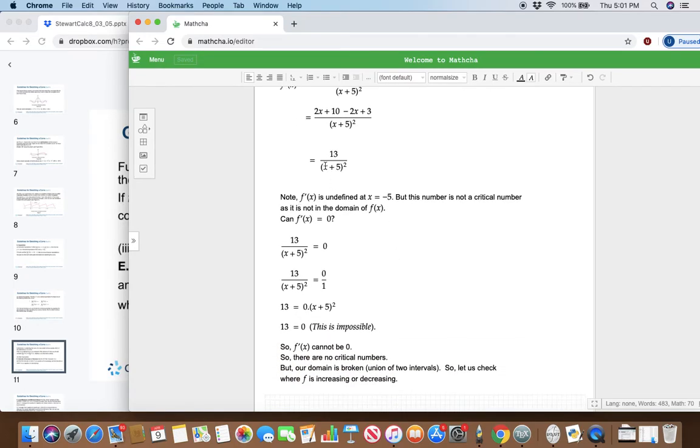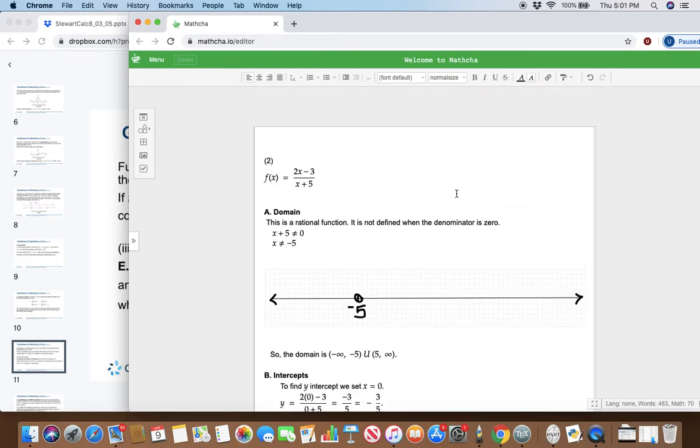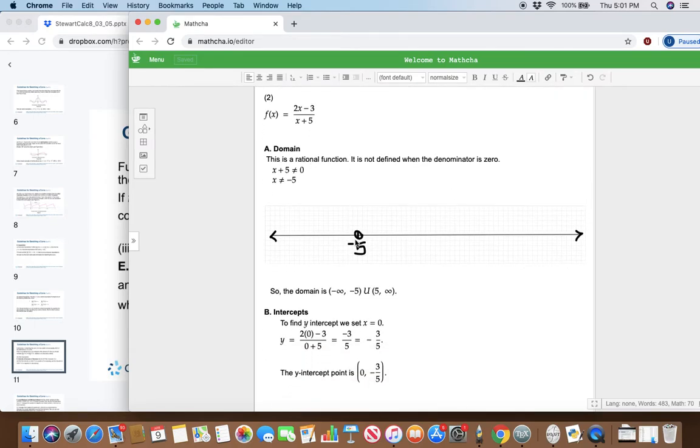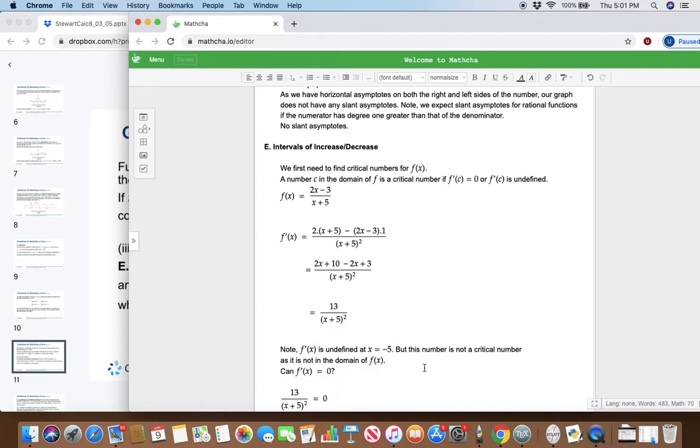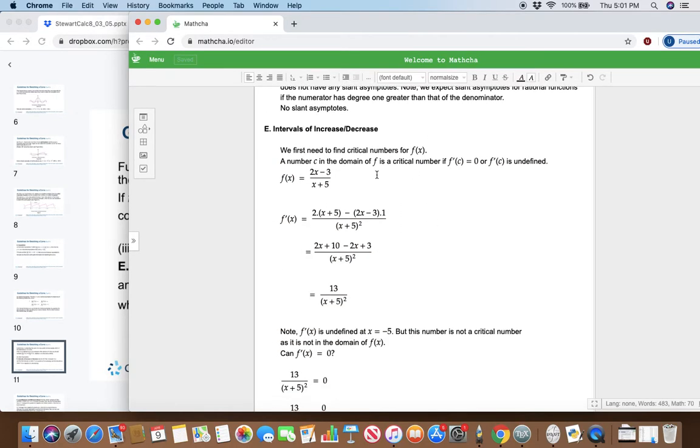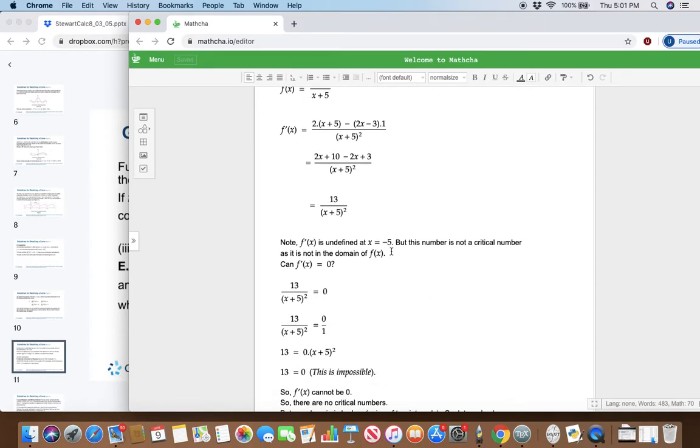Note, this derivative is undefined for x equals negative 5. But unfortunately, this number is not a critical number because it is not in our domain. Remember, our domain, already we were not allowed negative 5. We had to remove it. So it cannot be a critical number. It is not in our domain. A critical number has to be a number in your domain. Okay. So that doesn't give us anything.